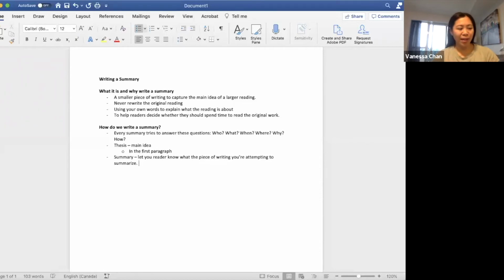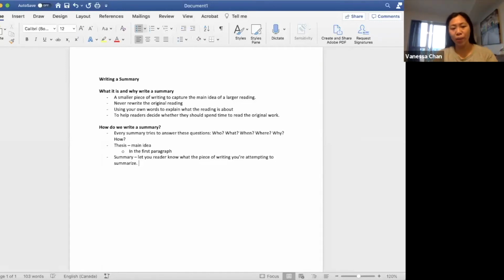Charlotte's Web. It's by E.B. White, and the main idea is about the weak pig who was going to be killed by Mr. Arable, but Fern saved him. I just quickly summarized a novel, right? So I'm letting the reader know, hey, this is the book.